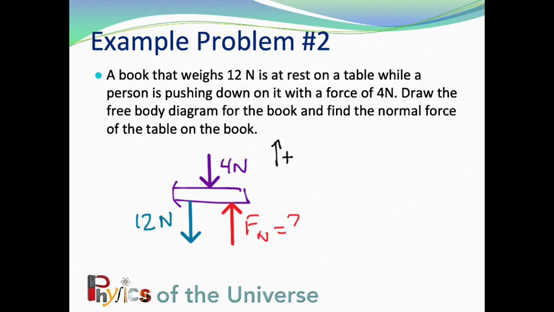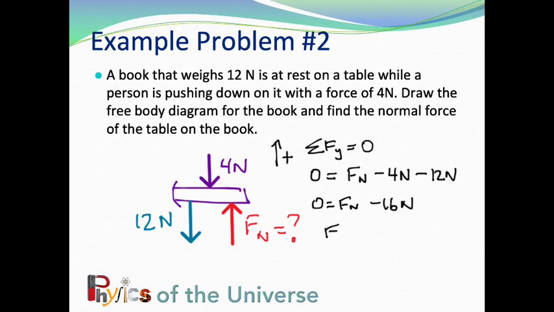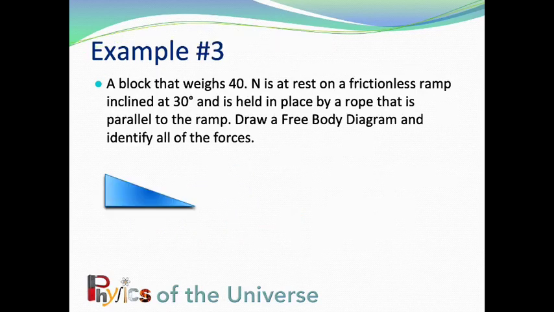And so to find the normal force, let's do a sum of our forces and figure out what it is. The sum of the forces in the y direction is 0. I've got a normal force pushing up, which is why it's positive. I have the 4 newton force pushing down, and I have a 12 newton force pushing down. If I solve for Fn, I'm going to get 16 newtons. The normal force pushing up has to equal the 2 other forces pushing down.